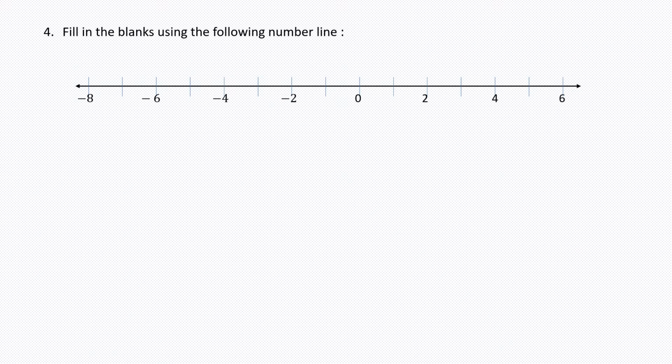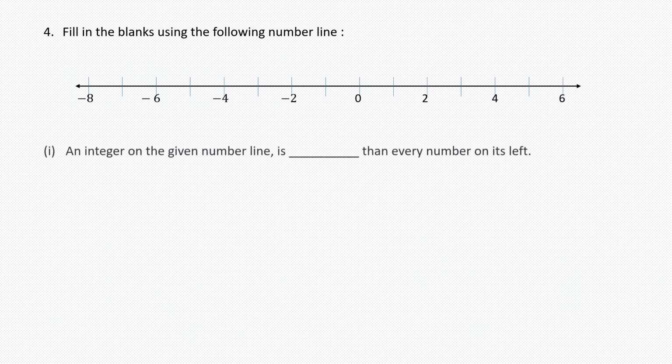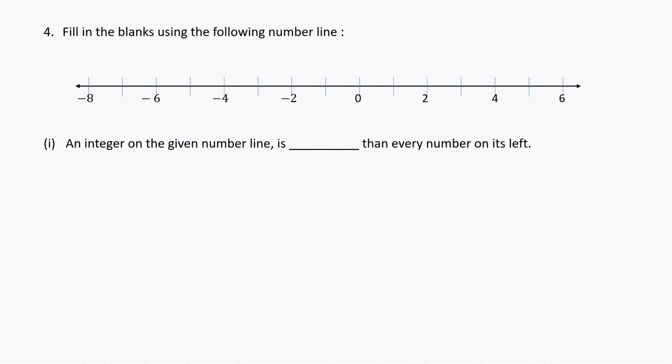Fill in the blanks using the following number line. So a number line has been given to us. Now we're going to fill in the blanks by looking at this number line. First one: an integer on the given number line is dash than every number on its left.